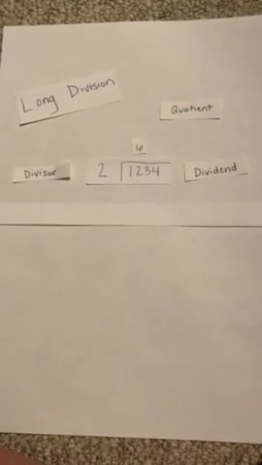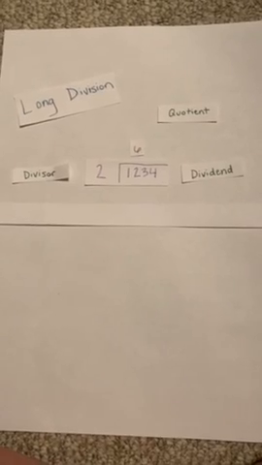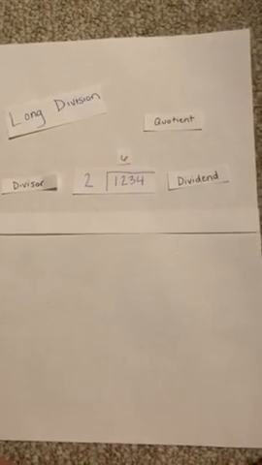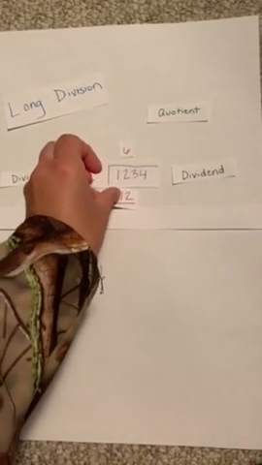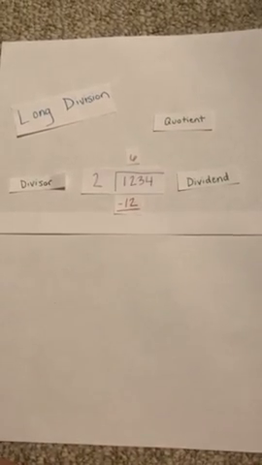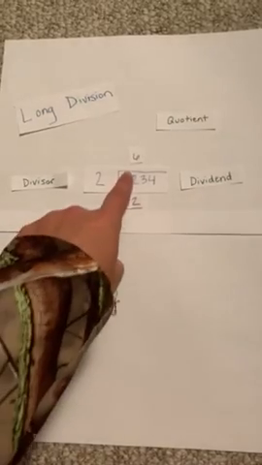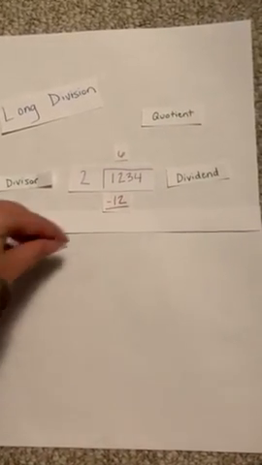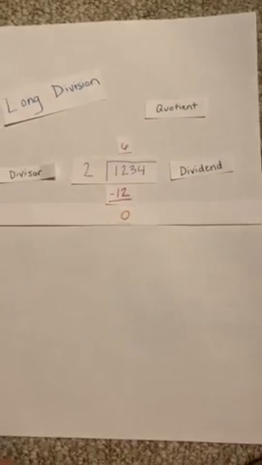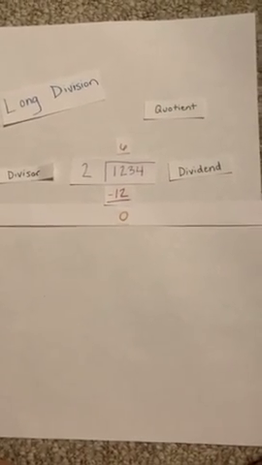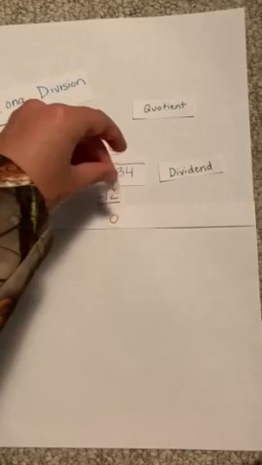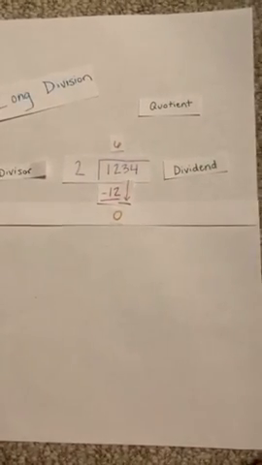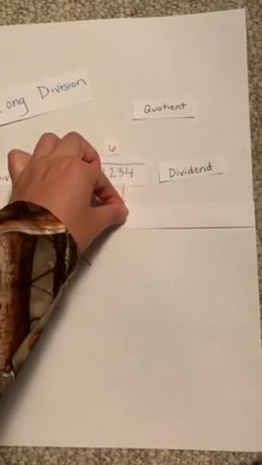So, the next step is multiplying the number we got by the divisor 2. So when we multiply that, we get 12. When we get this number, we subtract it from the number in the dividend. So 12 minus 12 is 0. The next step is we must bring down the 3 from the dividend and give us a new number of 3.